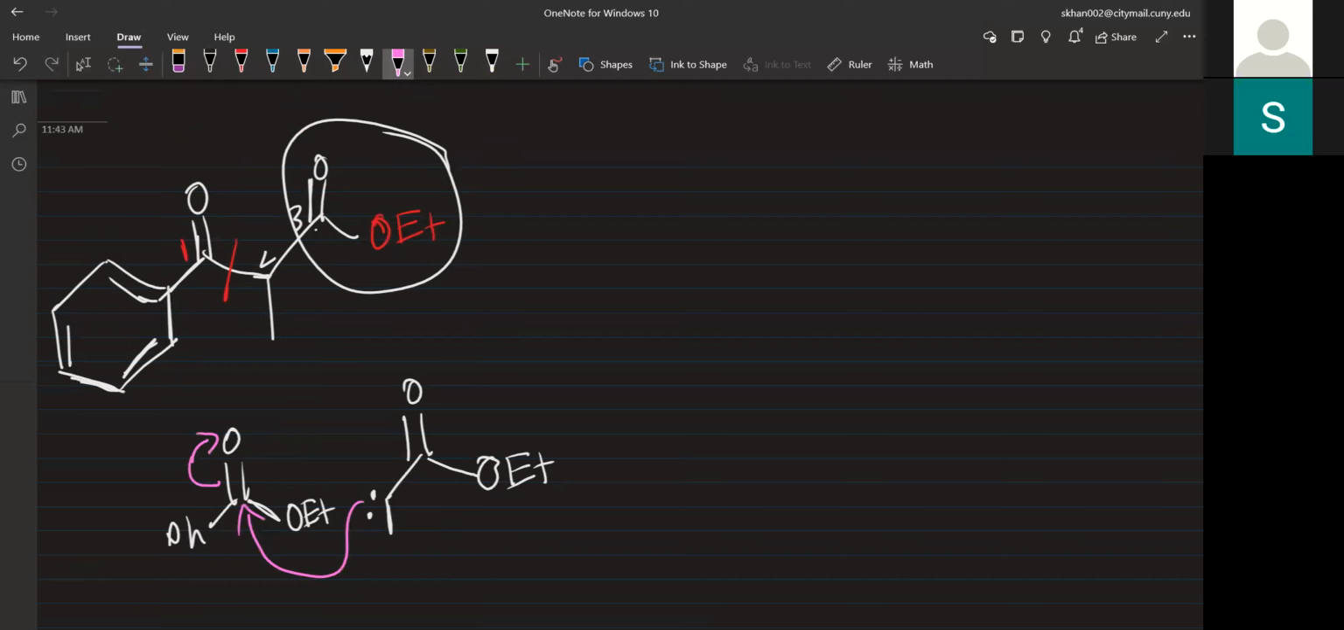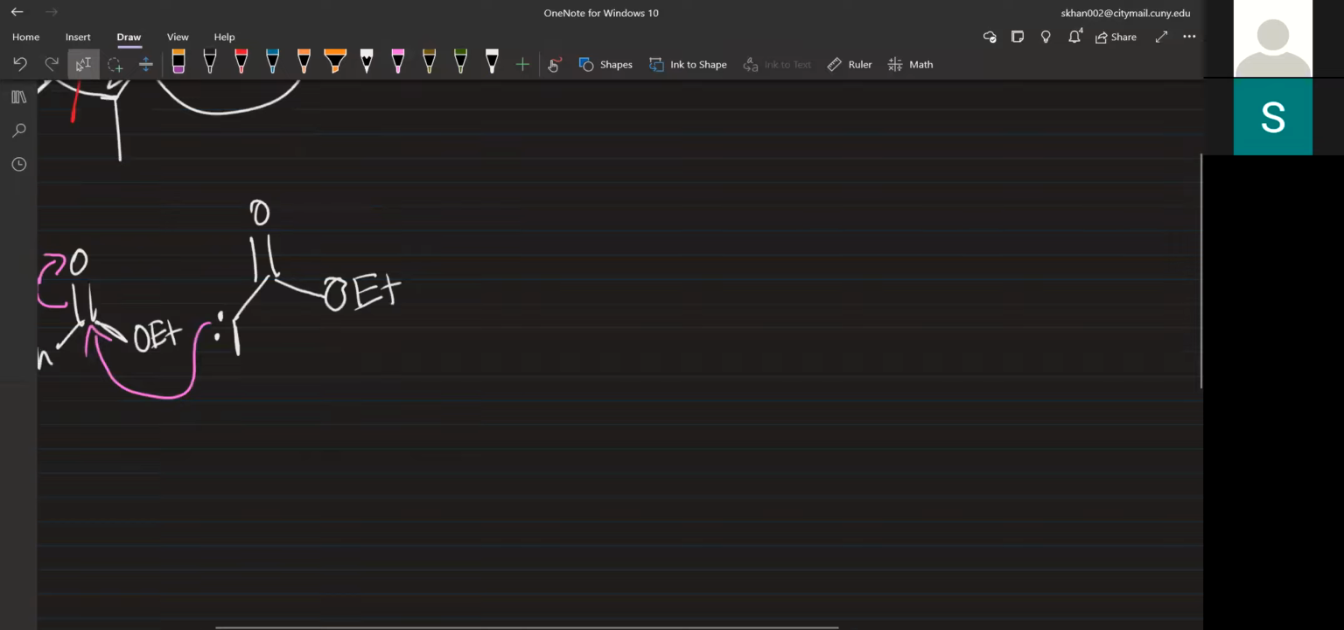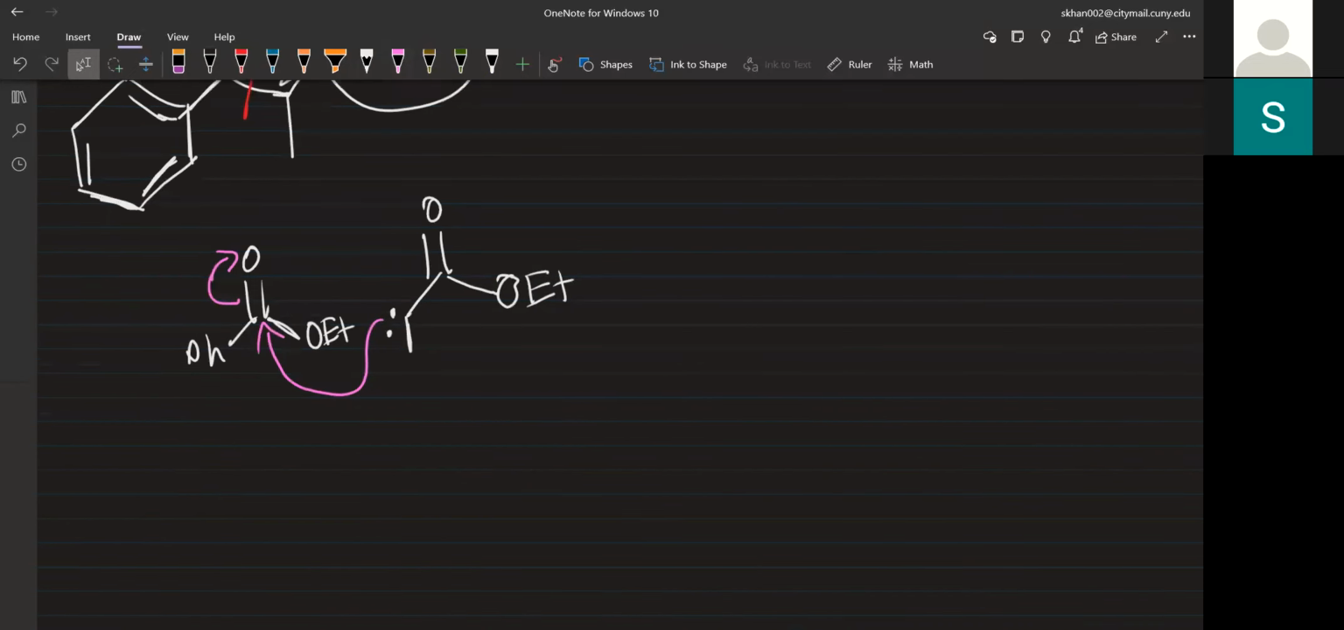I'm showing this as a concerted mechanism. This is not how the actual mechanism would be, right? But then it would form the bond and then this would reform. I'll actually draw them in different color arrows, right? The second step, you have this kicks off, right? And that would form the bond, right?